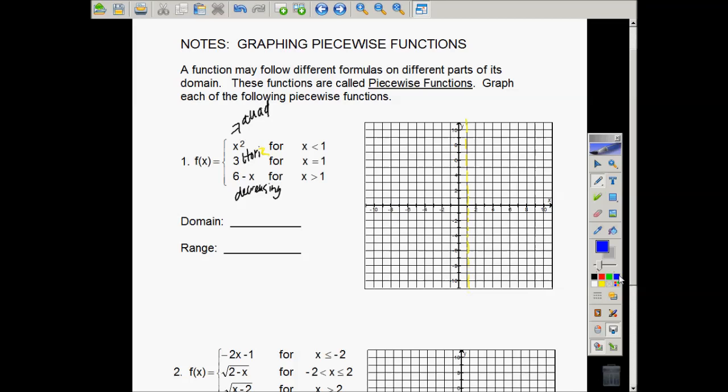Okay. All right, so we're going to start off with the x squared. So x squared only from left to right is going to stop where? At the 1. So if I plug 1 into x squared, what do I get? 1. Am I included or not included here? Not included. So what do I use? An open circle. So I'm going to have an open circle there because I'm not included.